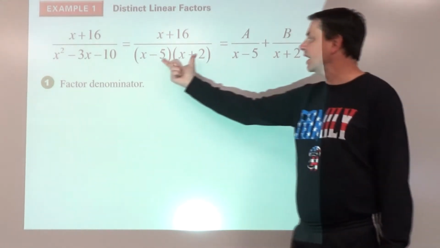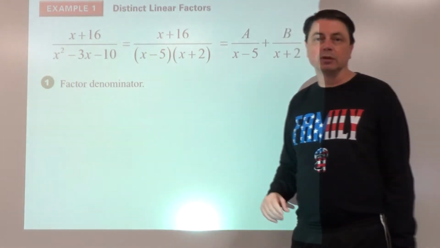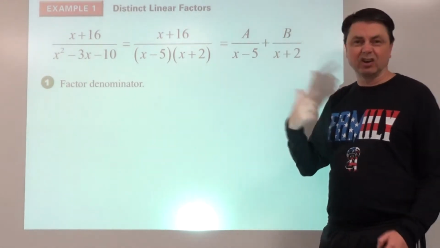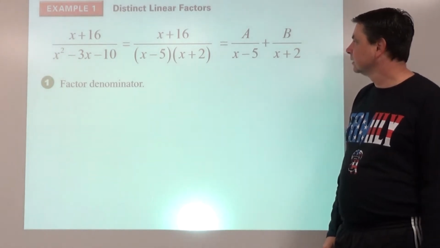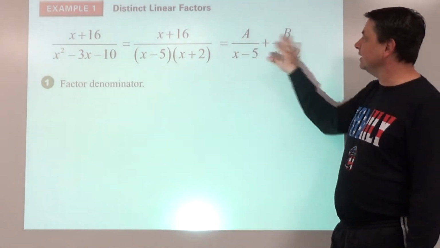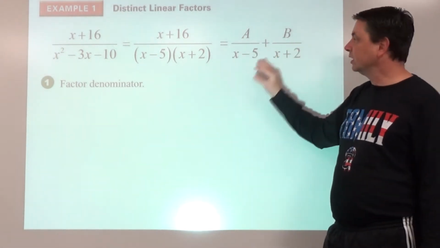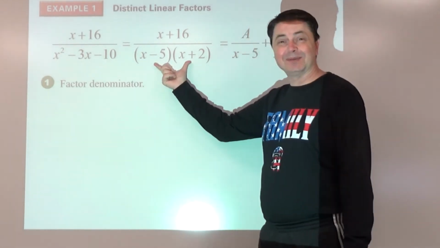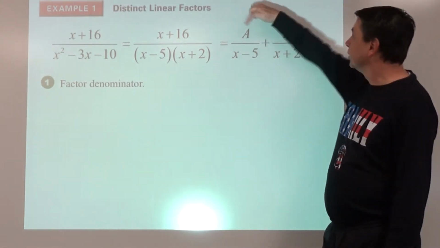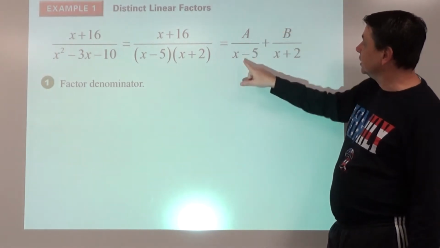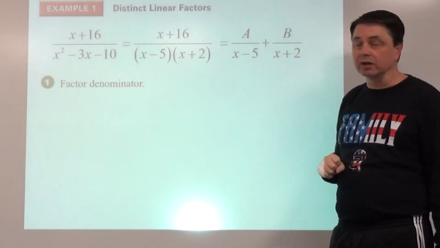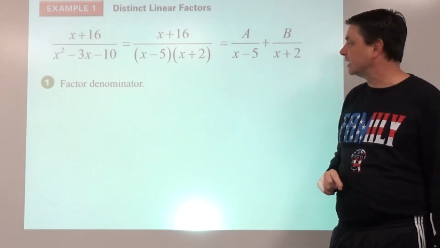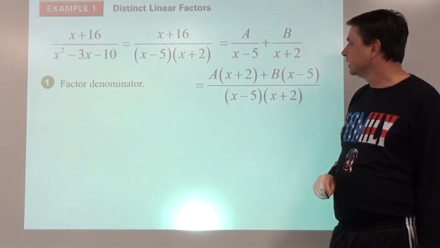It really doesn't matter if you had this switched. It's not a problem. It just means that your a and b are going to end up being switched, but you'll get the same answer at the end. So the next thing to do is to add these two together. We know that the denominator is going to end up being this, our LCD, but the numerator, remember, we need to create that common denominator by multiplying this fraction top and bottom by x plus 2, this one by x minus 5. So there we go.